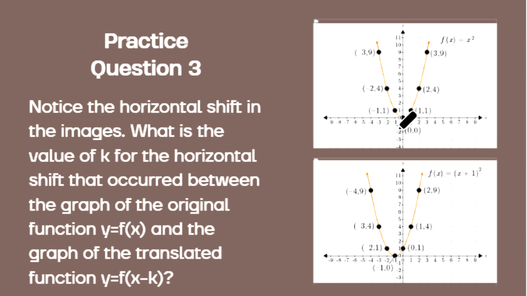If you look here, we started at the origin 0, 0, and we moved over to negative 1, 0. So we moved left 1. So k equals the opposite. So it's not negative 1, it's positive 1.